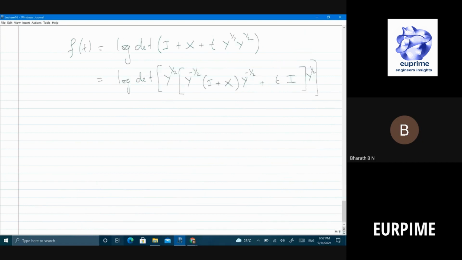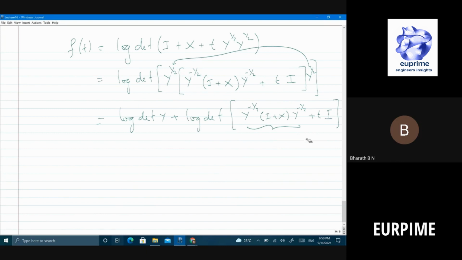Okay, so now what is the next step? I'll bring this here. Y power half times Y power half is Y. Log det of Y times something is log det of Y plus log det of something. So I have log det of Y plus log det of what do we have here? This thing is Y power minus half, identity plus X, Y power minus half plus t times identity. This is a nice thing. Why? This is symmetric.